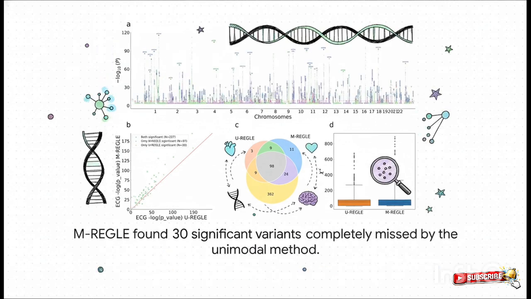Let's actually quantify this, because the numbers are pretty staggering. So REGLE's confirmed 122 known genetic links, which is great, but it also found 20 totally new ones. And get this, it found 30 genetic markers that were completely invisible when scientists looked at each data stream on its own. That's not just a little better, that's a whole new level of discovery.